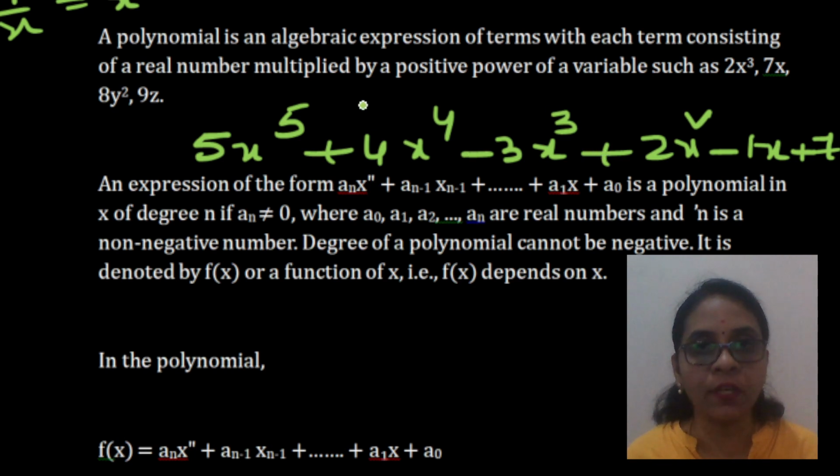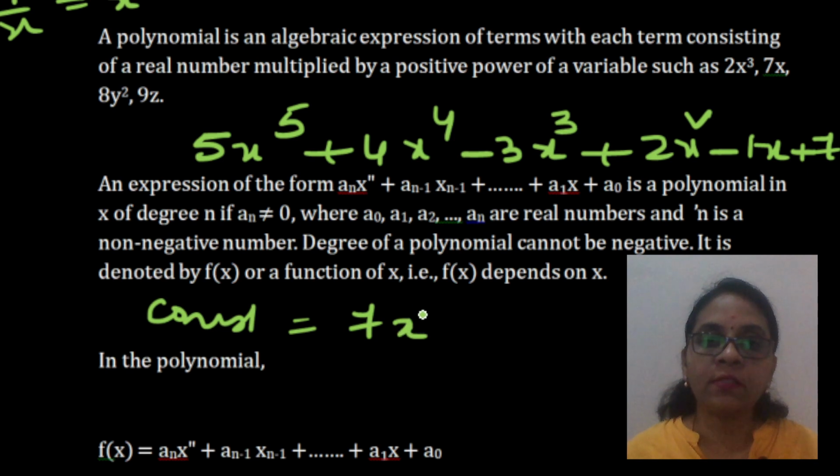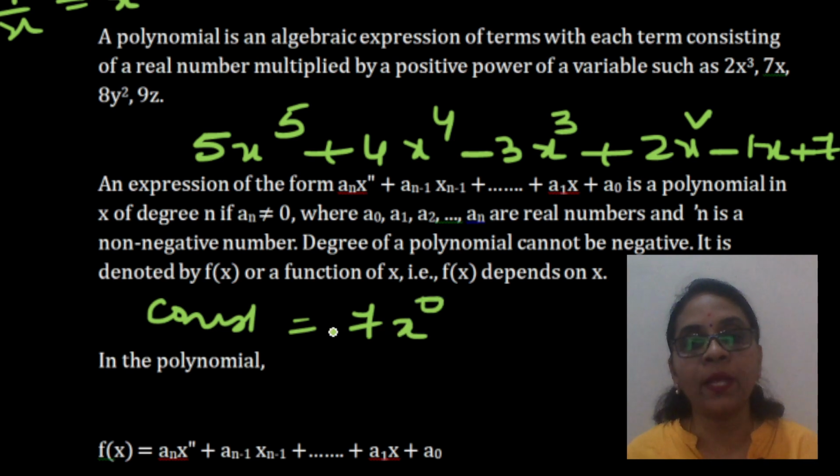So, according to the definition, it is an algebraic expression of terms with each term consisting of a real number multiplied by a positive power of a variable. The variable here is x. Now, we always have to write it in the decreasing order of the power. What is the constant here? The constant is 7. 7 is 7 into x to the power 0.